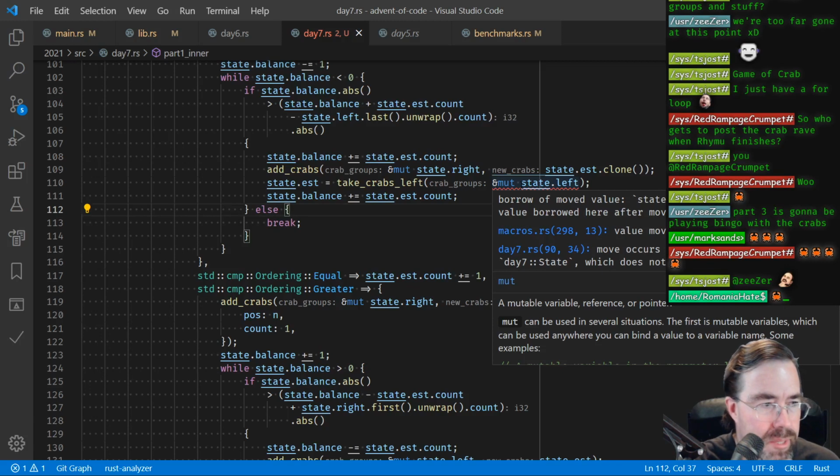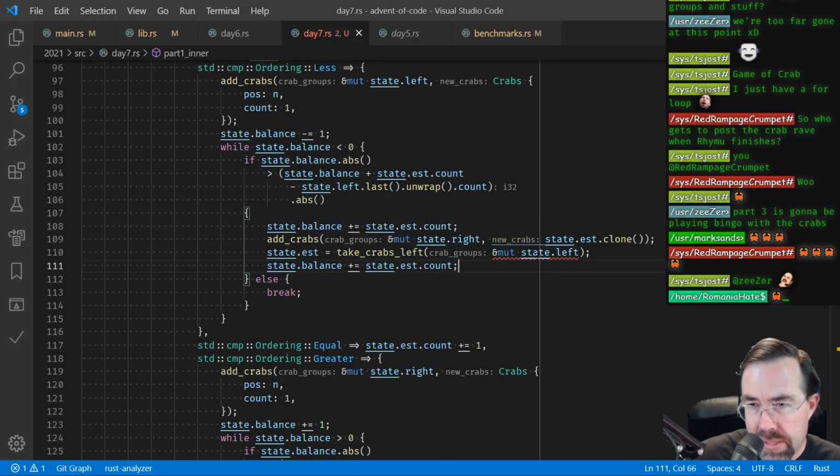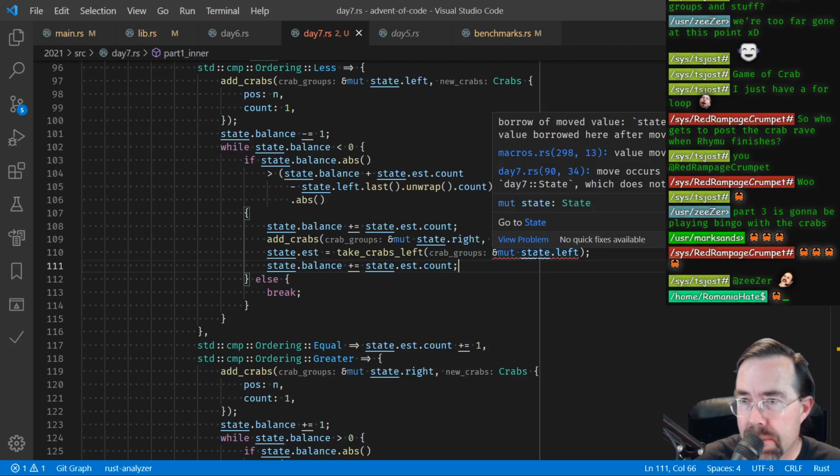Part 3 is going to be playing bingo with the crabs? I know. Okay. And I know, I just realized half of this error message you guys can't see. I'm sorry.